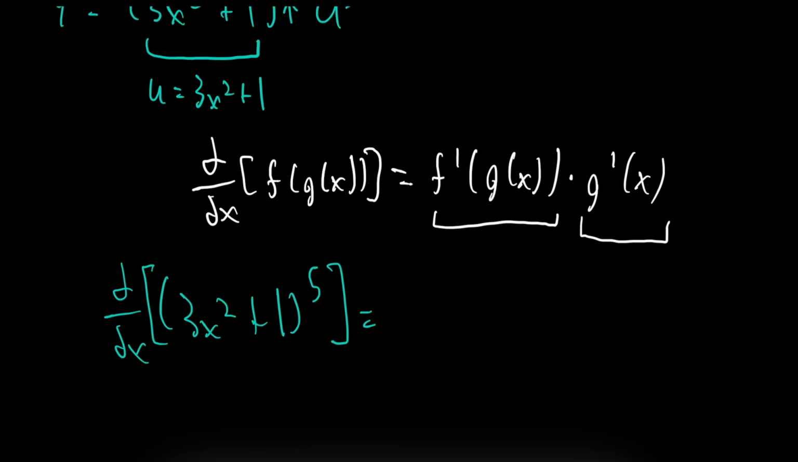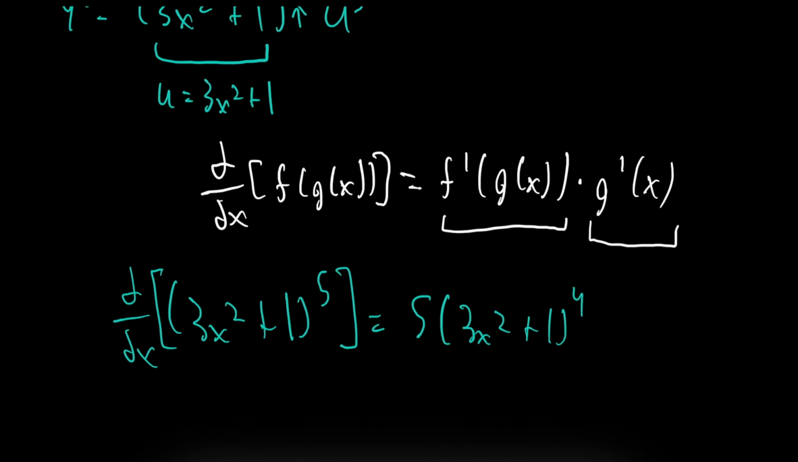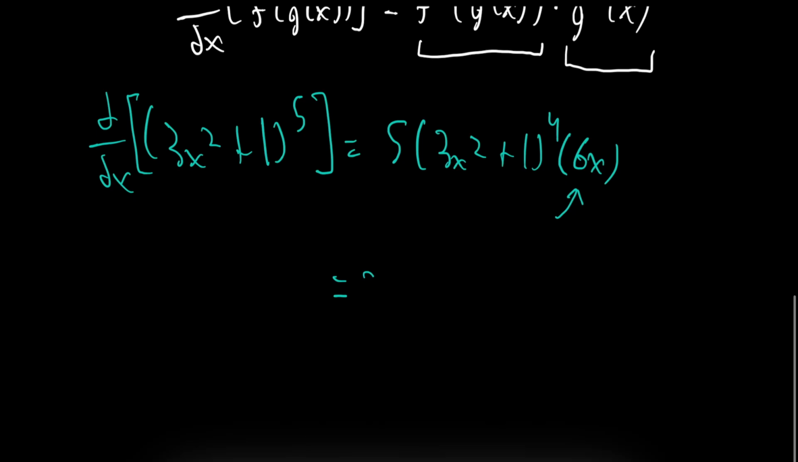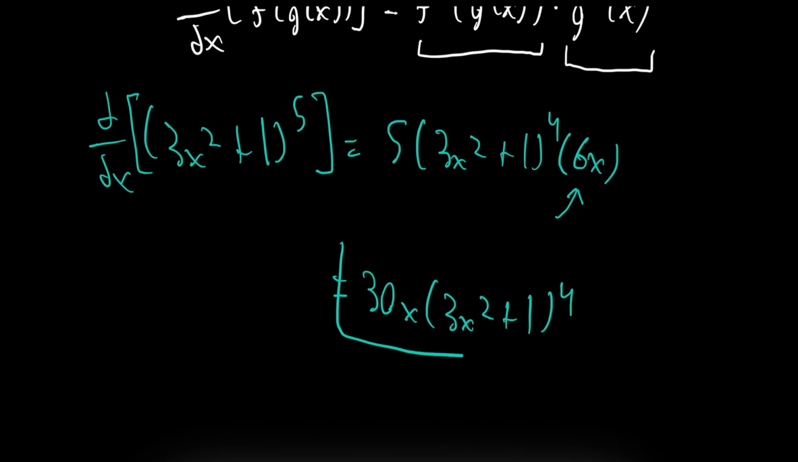This would be equal to 5 times (3x squared plus 1) to the fourth power. That's the outer function here that we're taking the derivative of, times 6x. This would be the inner function here. And if we were to simplify this out, this would turn out to be 30x times (3x squared plus 1) to the fourth power. And this would be your final answer here.